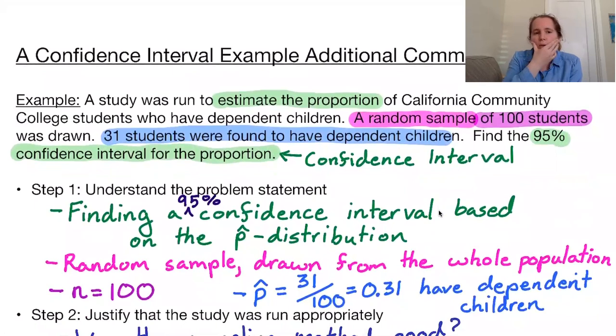So again, this problem: a study was run to estimate the proportion of California community college students who have dependent children. A random sample of 100 students was drawn. 31 students were found to have dependent children, and our job is to find the 95% confidence interval for the proportion.